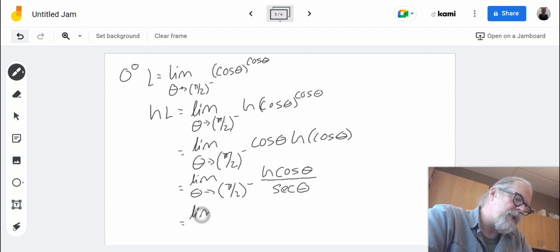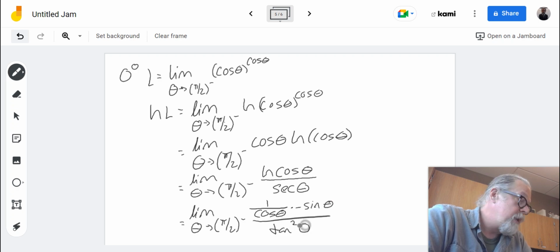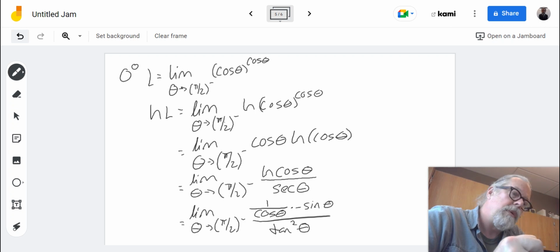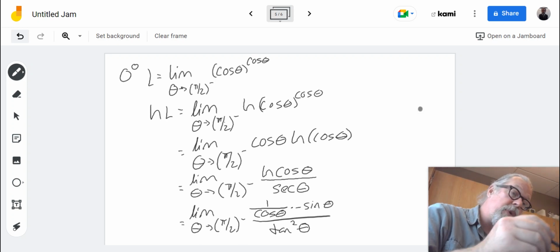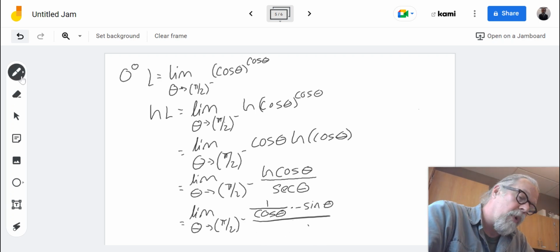Let's do those derivatives. 1 over cosine times the derivative of cosine, divided by the derivative of secant. Let me check my notes and make sure I did that right. And a quick thought, which is why when I looked at that, I thought, wait a second, that's secant times tangent. Of course, you knew that.